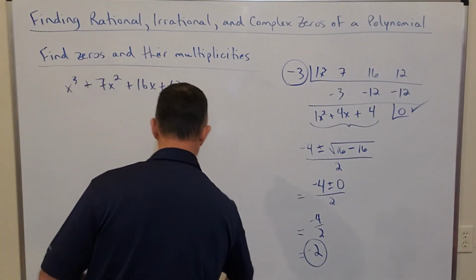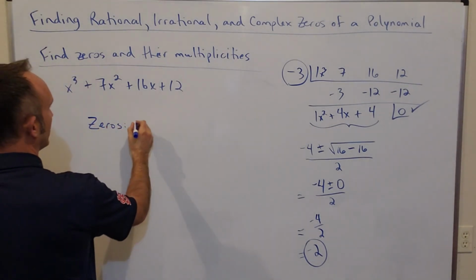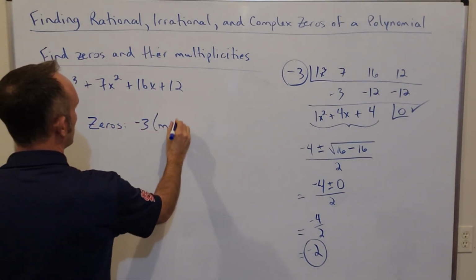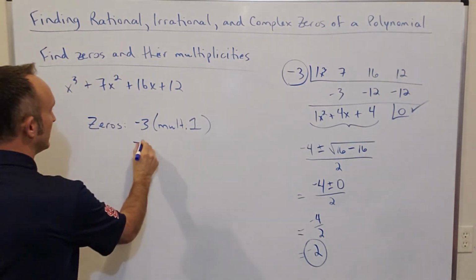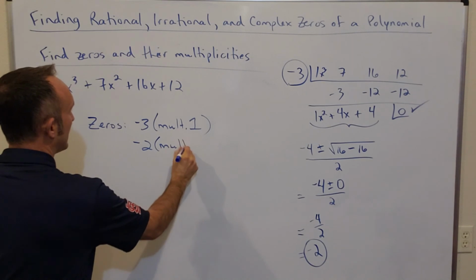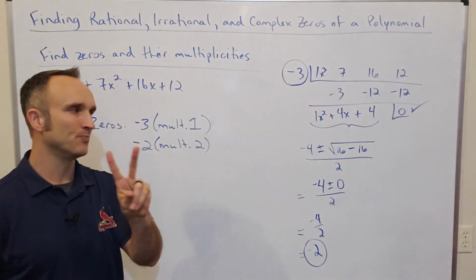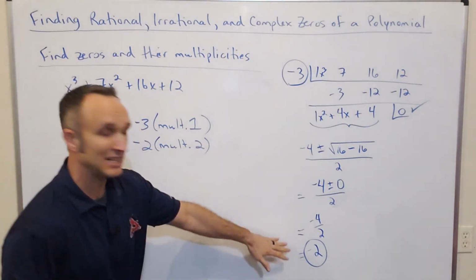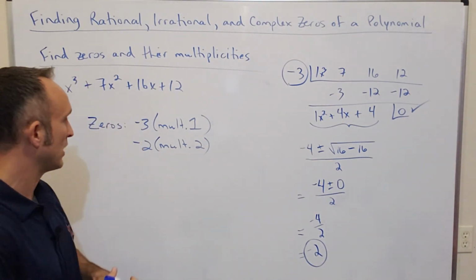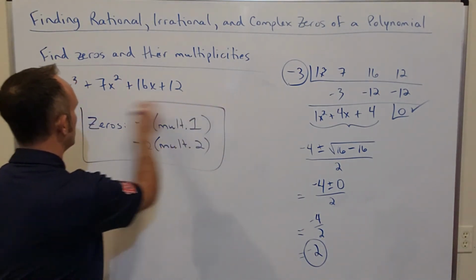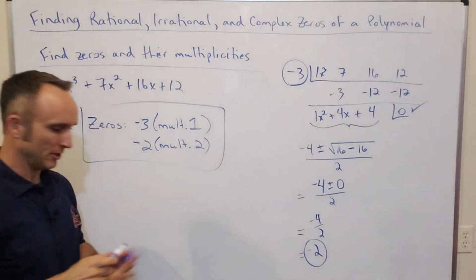So the answer will be that our zeros are -3 with multiplicity 1, and -2 has to have a multiplicity of 2 because the quadratic formula always yields 2. Now it could yield 1 zero, and that means that it has a multiplicity of 2. It has to be a 0 twice. Okay? So those are the zeros and their multiplicities for this cubic polynomial.